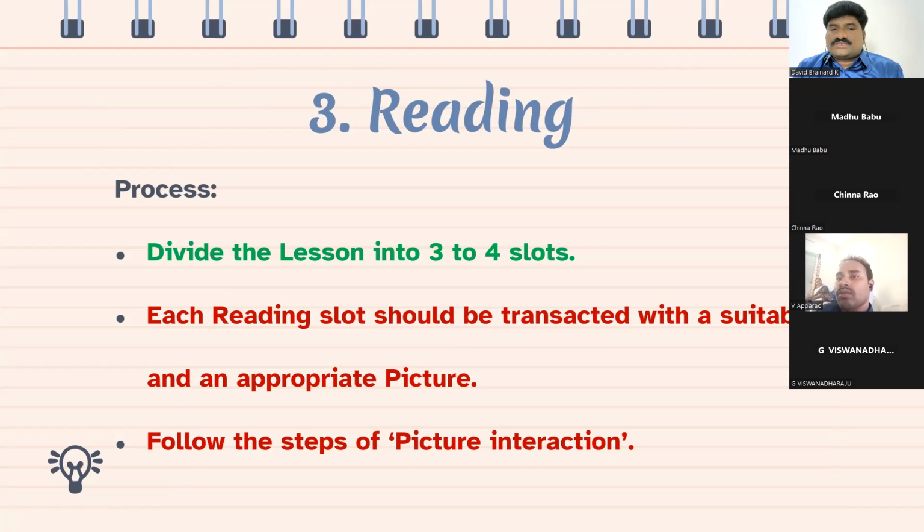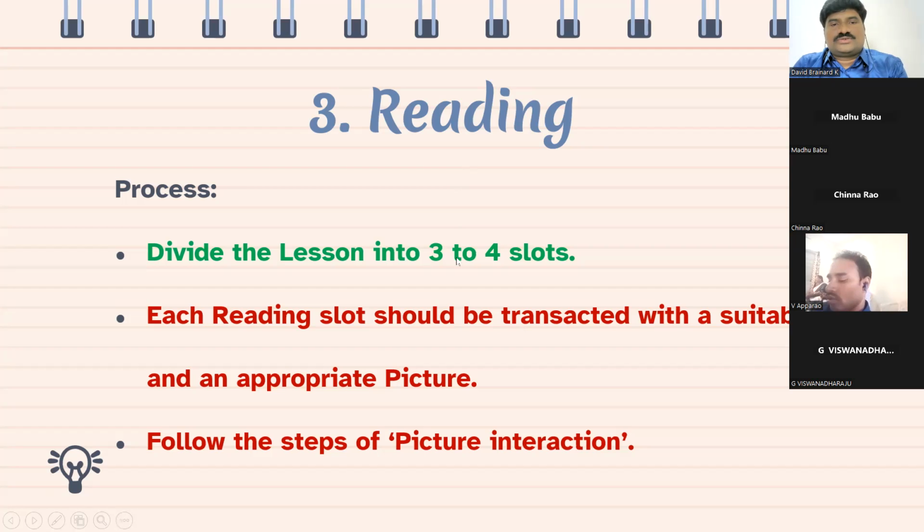See, picture comes in here. We are actually talking about the reading part, and why does the picture come here? Follow the steps of picture interaction here. So when we come to the main lesson part, the message lesson, the slots are divided, and now we start transacting the lesson. But we should make use of an appropriate or suitable picture to make the student easily get into reading.